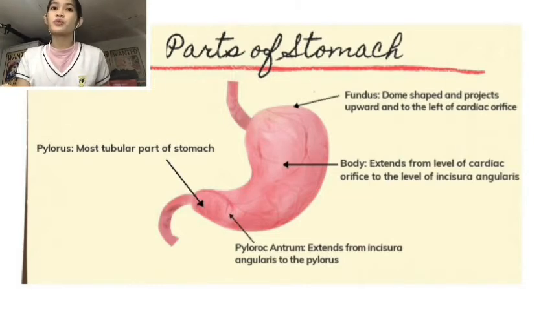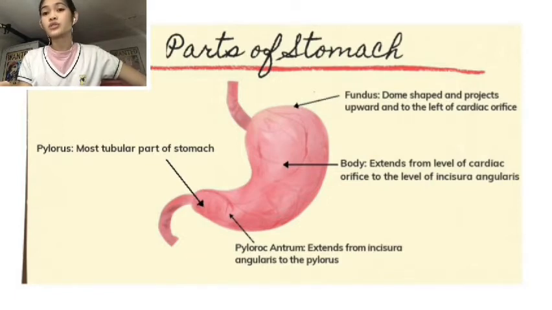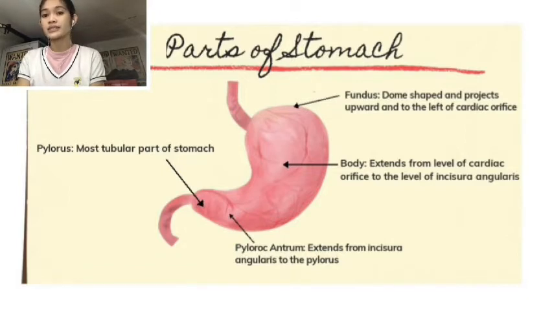In the upper portion, we can see the fundus. It is dome-shaped, which projects upward and to the left of the cardiac orifice. Its principal function is to store gas, which is produced during the digestion. In the lower portion of the fundus, we can see the body. It extends from the level of the cardiac orifice to the level of incisura angularis. The incisura angularis is a small notch of the stomach located on the lesser curvature near the pyloric end. The body is also the largest and the main part of the stomach. This is where the food is mixed and starts to break down.